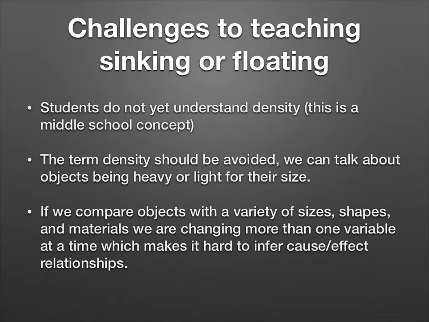So the problem is, if we try to compare objects that have a variety of sizes, shapes, and materials, we're changing more than one variable at a time, which means it's going to be hard to infer any kind of cause and effect relationship by comparing those objects because more than one thing is changing. So it's important when you're thinking about your sinking and floating lesson to think about fair tests of the different variables.